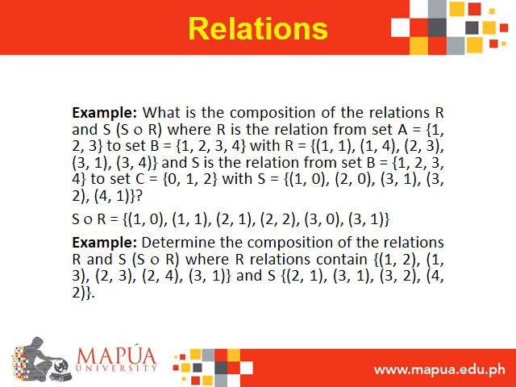Another example would be this particular composite of R and S, whereby relation R this time contains the ordered pairs (1, 2), (1, 3), (2, 3), (2, 4), and (3, 1), while relation S contains (2, 1), (3, 1), (3, 2), and (4, 2). Therefore, the composite of R and S would now contain the following ordered pairs only: (1, 1), (1, 2), (2, 1), and (2, 2).